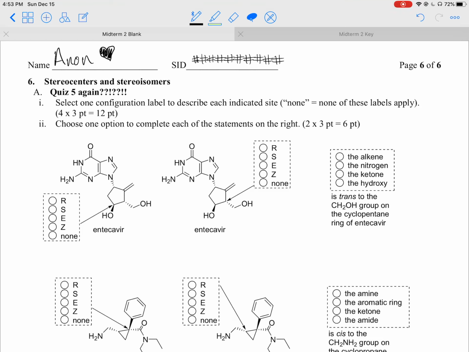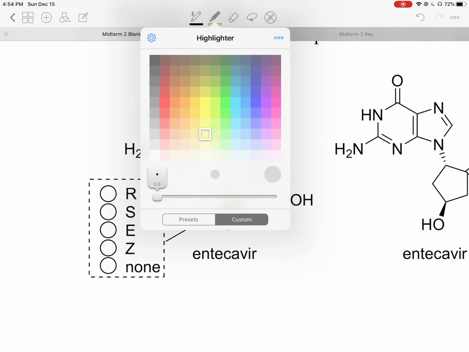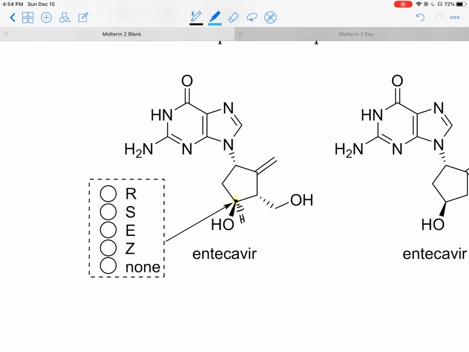Okay, so looking at the first problem, we're looking at this carbon right here, and it has an implied hydrogen. It's going to be right behind that OH group, because the OH group is wedged, and so there's going to be one line that's dashed. The carbon we're looking at makes 4 bonds: to this carbon here, this oxygen, and the hydrogen. The hydrogen is going to be the 4th priority. Oxygen is going to be first priority. Oxygen is a higher priority than carbon, and carbon is a higher priority than hydrogen.